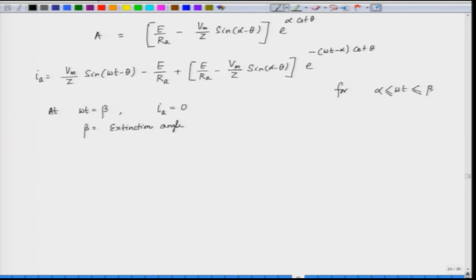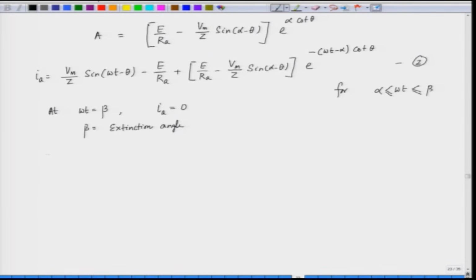Extinction angle of the converter. At omega t equal to beta, the current again comes down to 0, because we have negative voltage. The current comes down to 0 at omega t equal to beta. So, if we substitute this value in the previous equation, this is equation number 2.